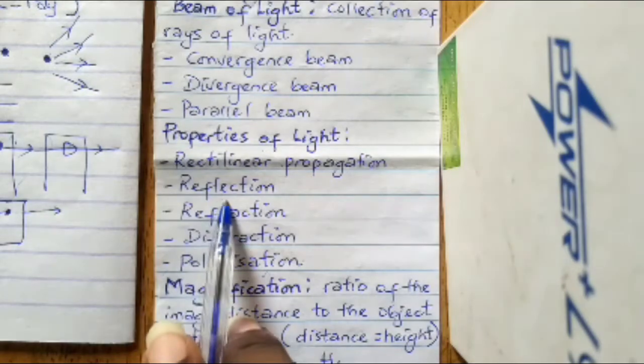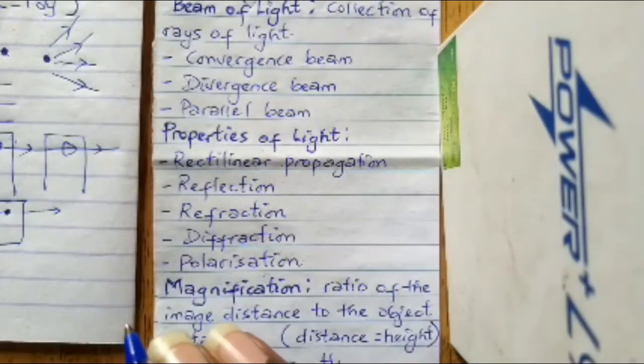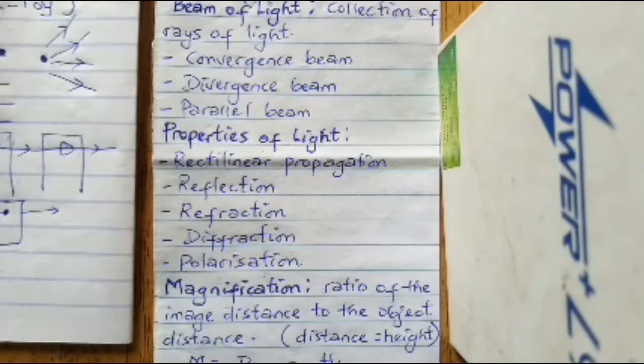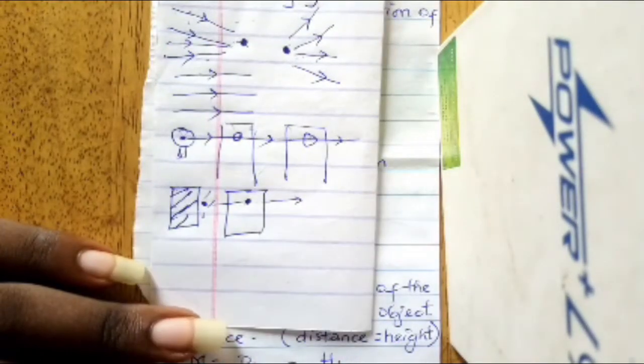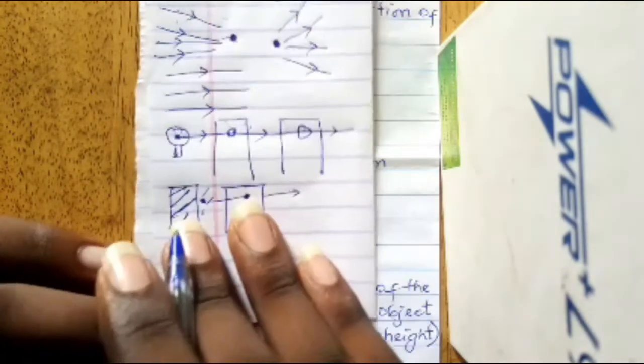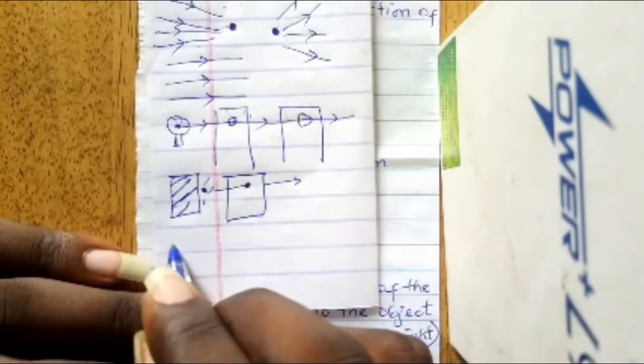So also you have reflection. Now talking about reflection, I'm talking about the ability of light waves to be incident at an angle and reflect back at another angle. Now what does this simply mean? You have a source of light.